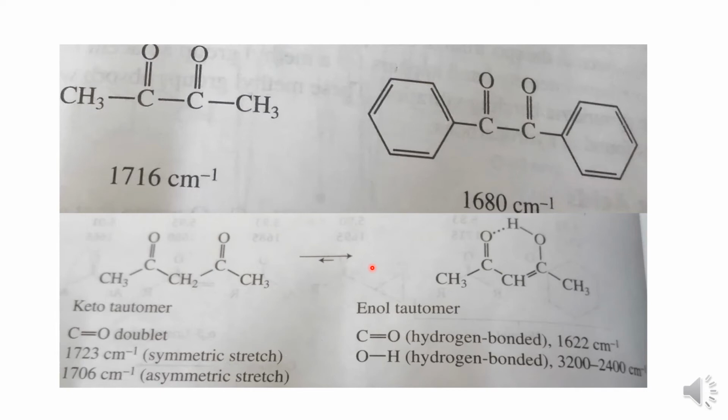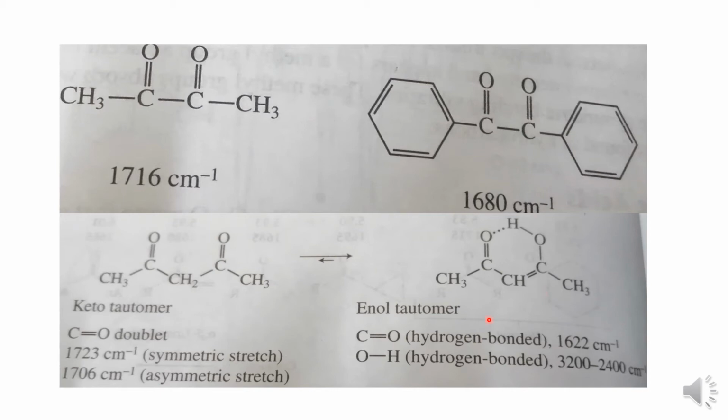Therefore, the carbonyl group in the enol form appears at 1620 per centimeter, and in the case of a normal ketone it is 1723. There are two carbonyl frequencies, one at 1723 per centimeter and the other at 1706 per centimeter. The first one is due to the symmetric stretch of the carbonyl group and the second one is due to the asymmetric stretch of the carbonyl group.